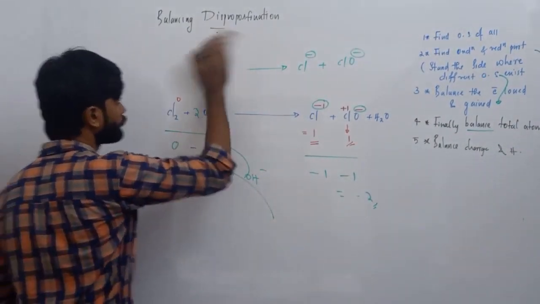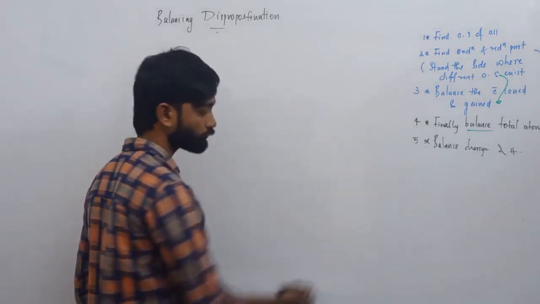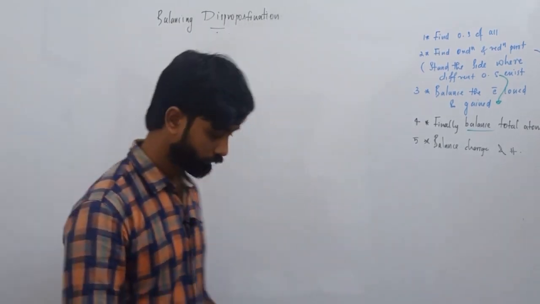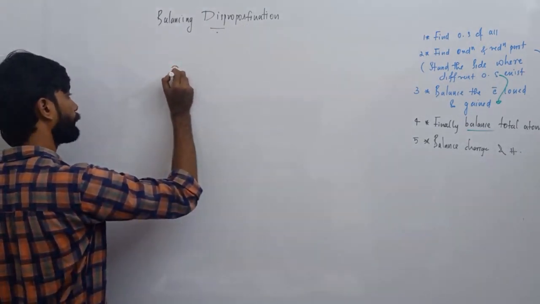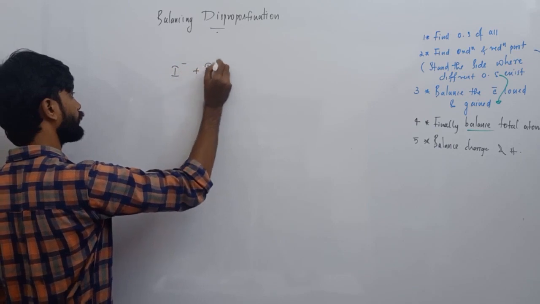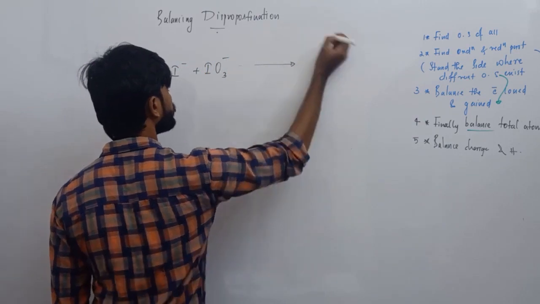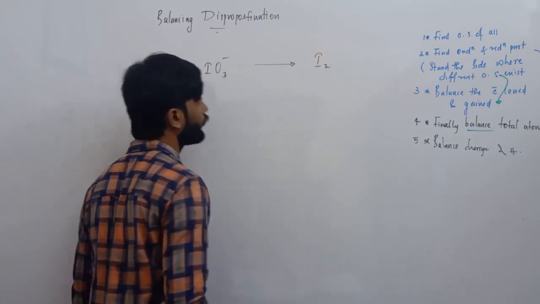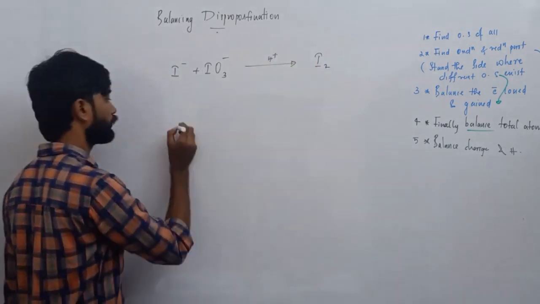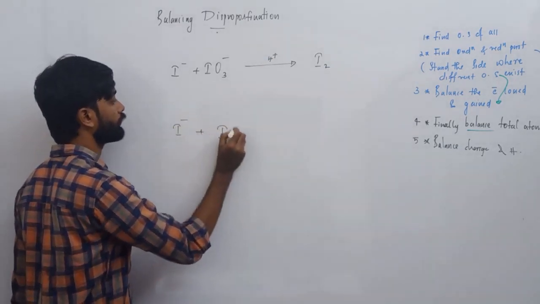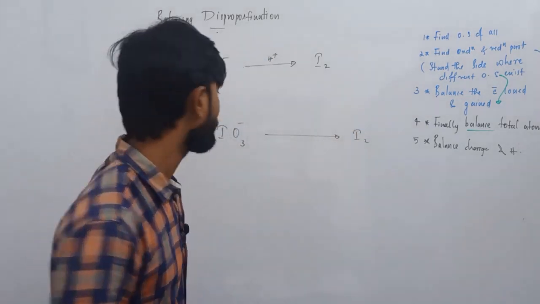The next case, listen carefully. Let me balance a comproportionation reaction. That is I minus plus IO3 minus becomes I2 in acidic medium. This is the skeleton. So this is a comproportionation, which means the reverse of disproportionation. Okay, let me balance that.